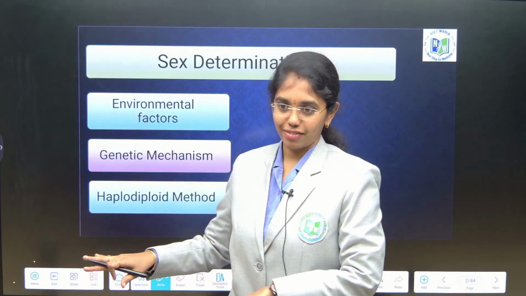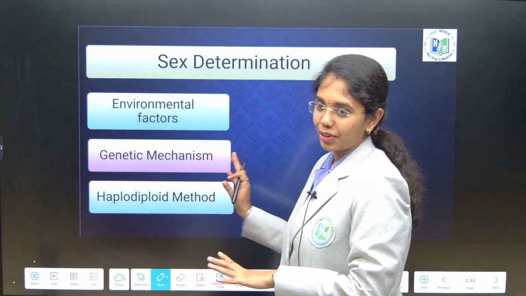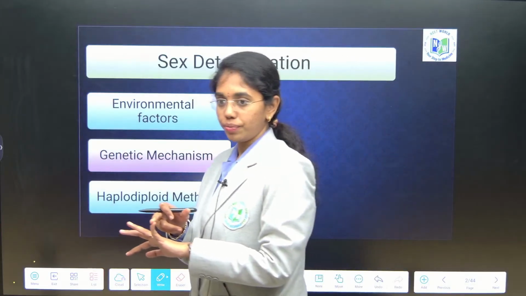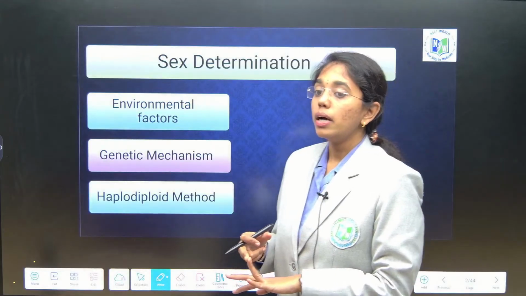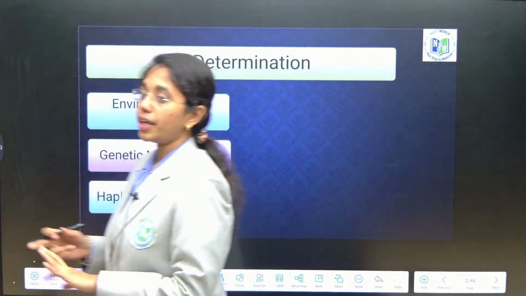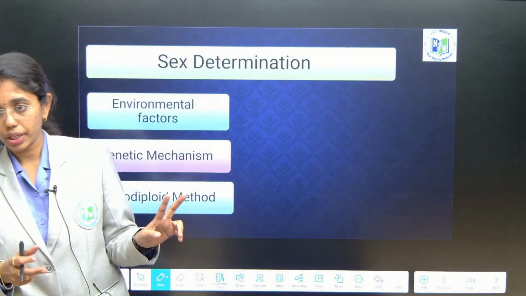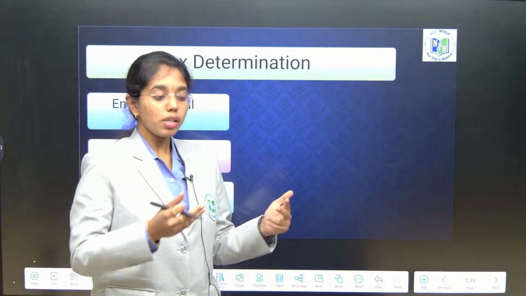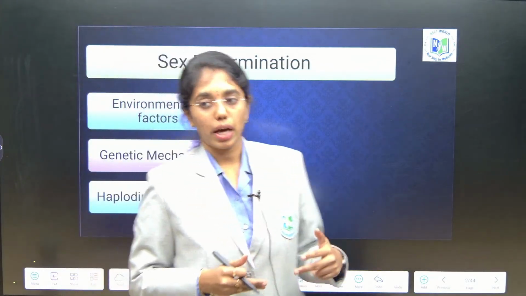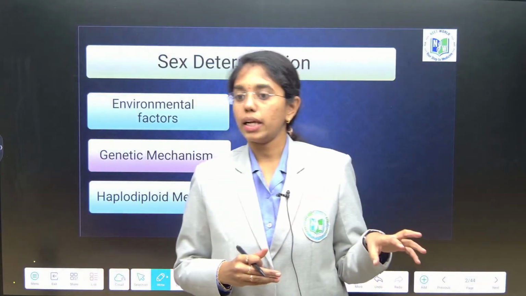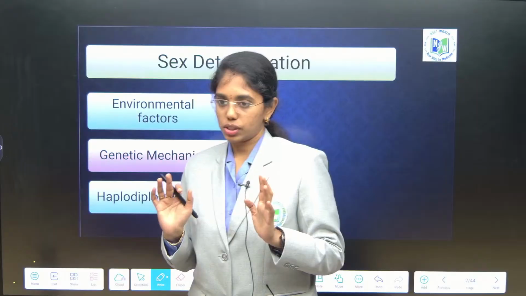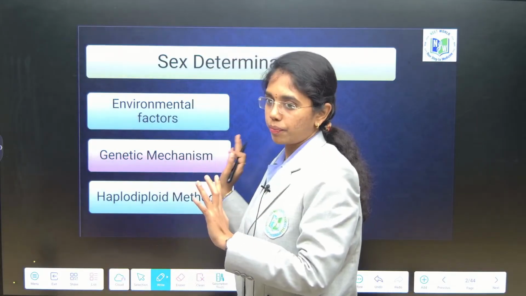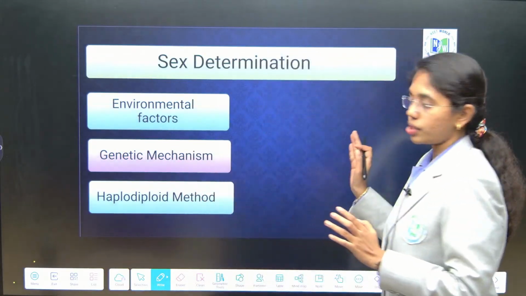Now second half. In this second half, what we are going to learn is sex determination, three modes of sex determination, followed by disorders. We have two types of genetic disorders: those which follow Mendelian pattern of inheritance come under Mendelian disorders, and chromosomal disorders, followed by pedigree analysis. This finishes the second half. So first is sex determination.